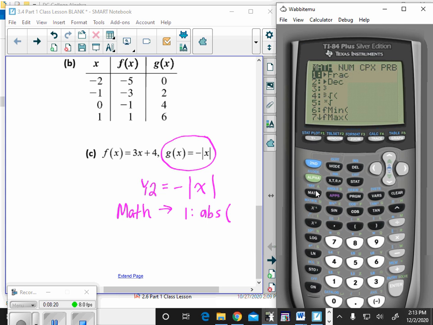So I'm going to put math, and we're going to arrow over to the numerical menu, and number 1 is the absolute value. Now, what do you want the absolute value of? We're just going to put an x in there, but you could put whatever function it is. And that's how you find the absolute value of a number in your calculator, or use it as a function. And this concludes this short video about calculator use and finding function values.